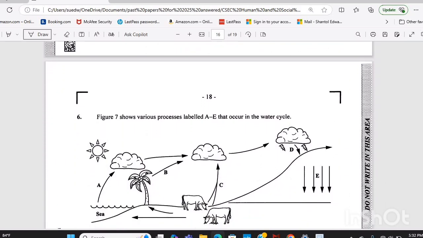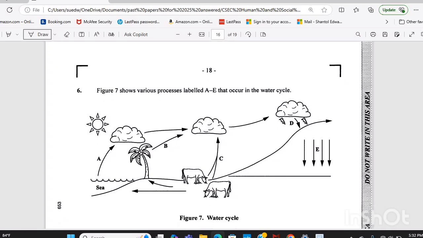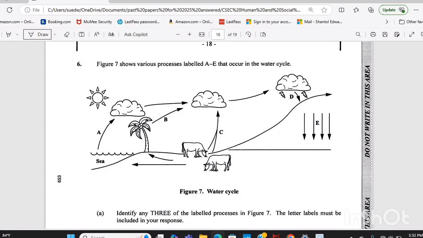Now, students, I have never seen this, or I don't remember the last time I have seen this cycle on a human and social biology paper. So I would ask that if you are studying for your May June exam, just do a quick revision of the cycles, and you know them: the carbon cycle, the water cycle, etc. So it says figure 7 shows various processes labeled A to E that occur in the water cycle. And we're at the last question, people, so let's get through this.